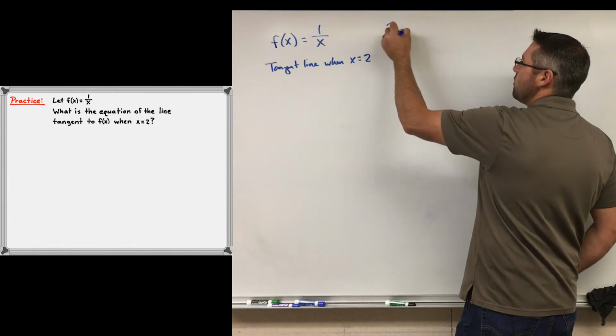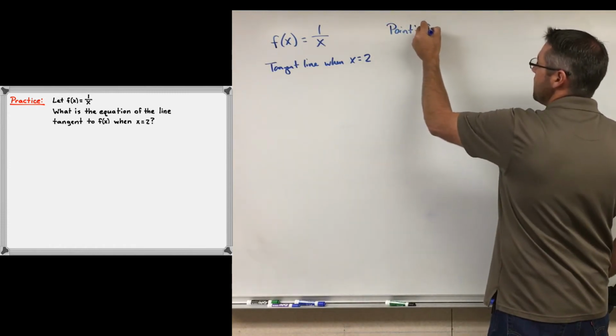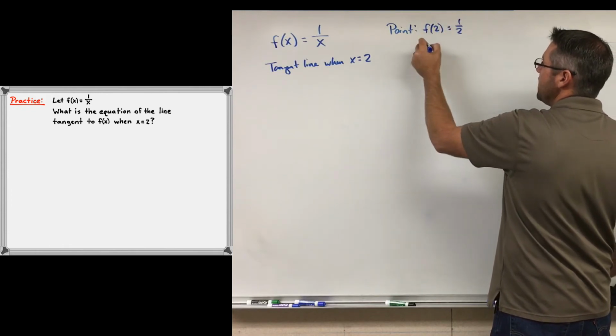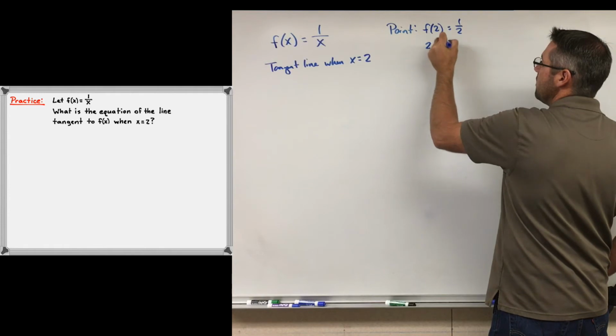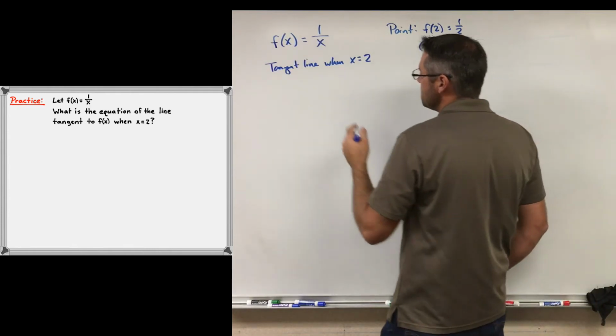So the first thing we're going to do is find the point. That's the easiest part. The point is going to be whatever f of 2 is. So that's going to be 1 over 2. So our coordinate is 2 comma 1/2 for our point. Okay, no big deal. Now we need the slope.